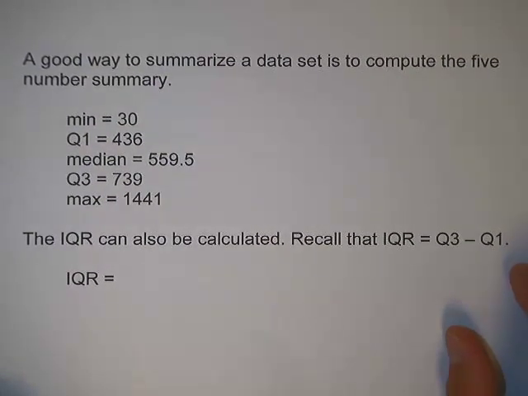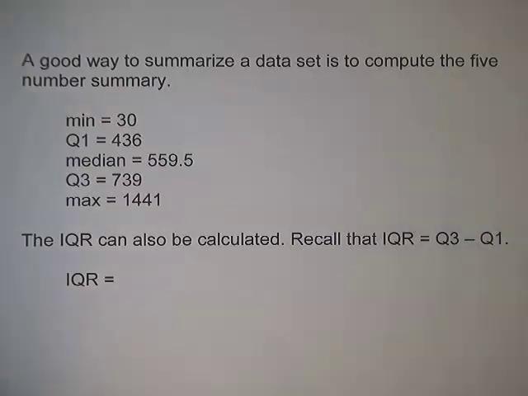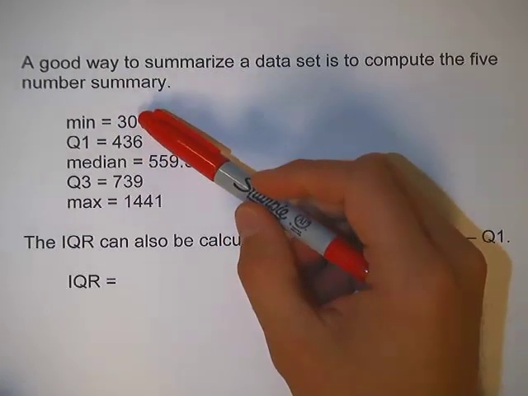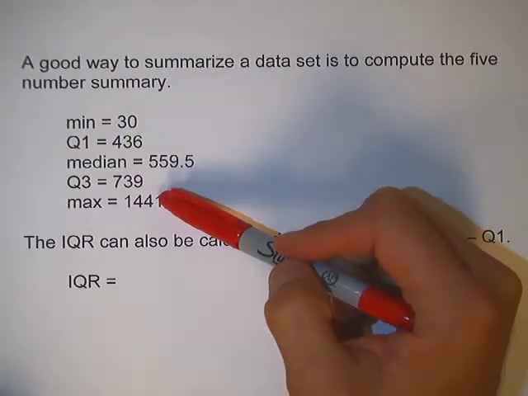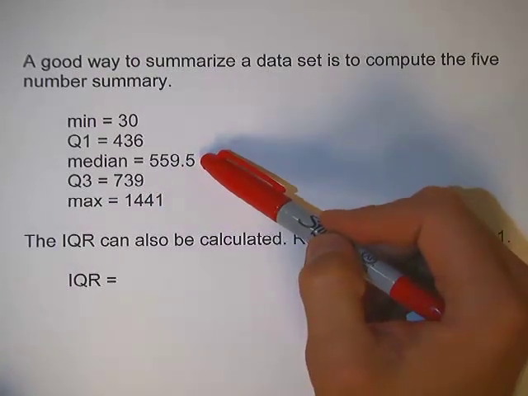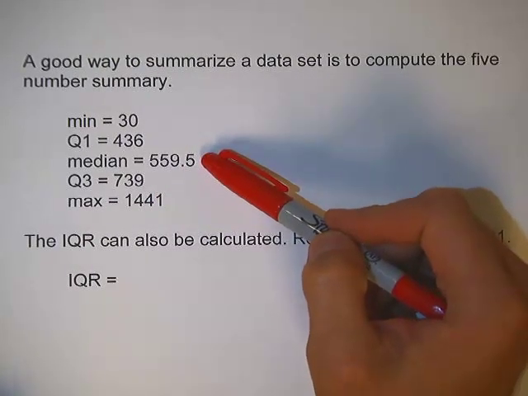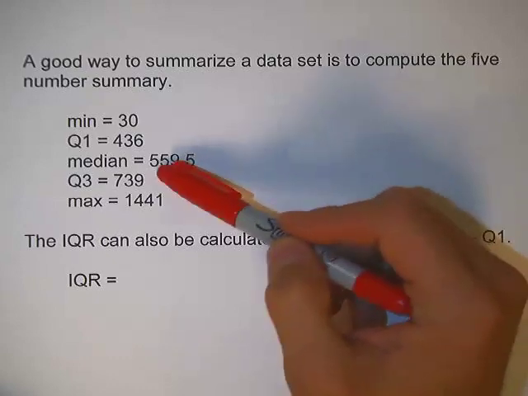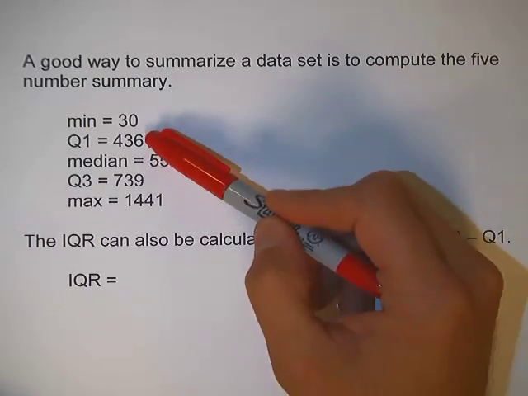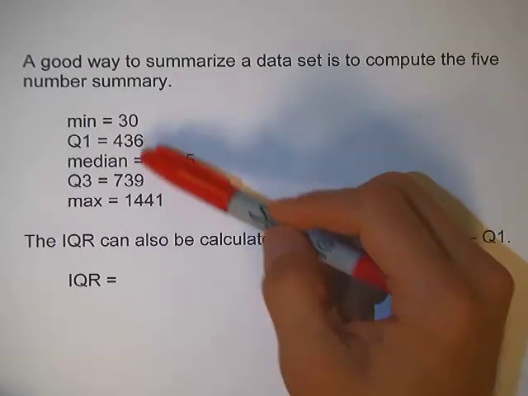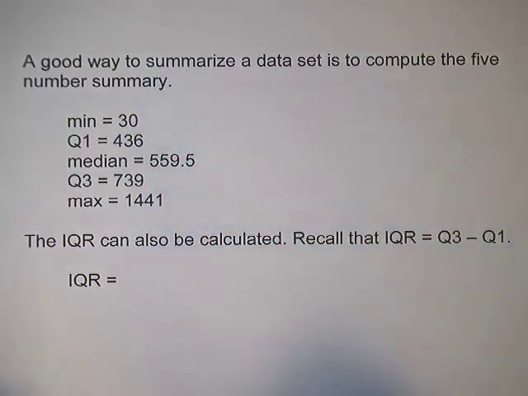So a good way to summarize it is using the 5-number summary. Okay, I calculated that ahead of time. So the minimum, like we said, was 30, max was 1441. The median was 559.5, so there was an even number of data points, so we had to take the average of two values. Q1 was 436, Q3 was 739.